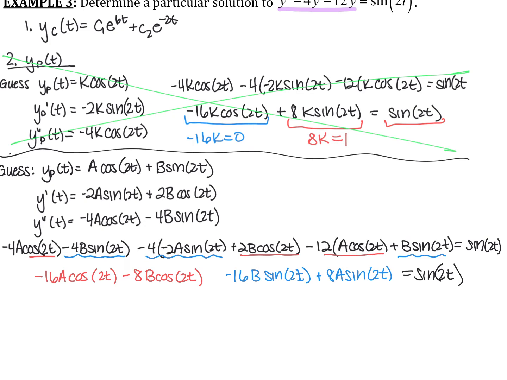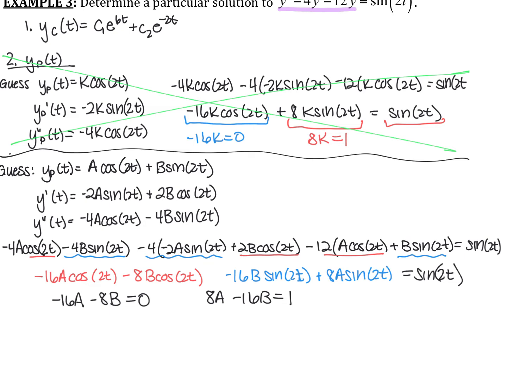Okay, now using that same idea as above, if I deal with my cosines, I have negative 16a minus 8b equals 0, because there are 0 cosines. So that's the coefficient that would be in front of cosine. And the coefficient in front of sine, let's put this in the same order, I would have positive 8a minus 16b equals 1, because that's the coefficient in front of sine.